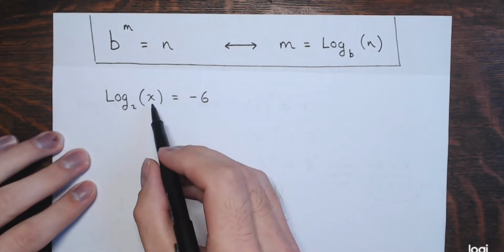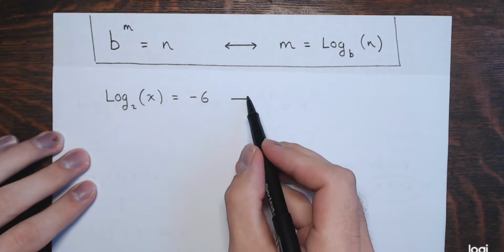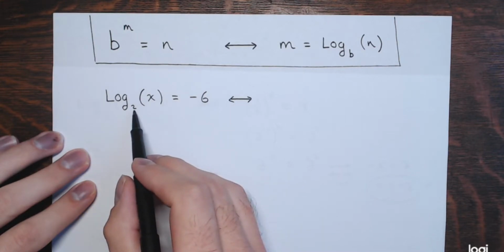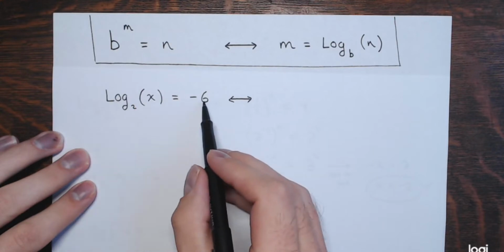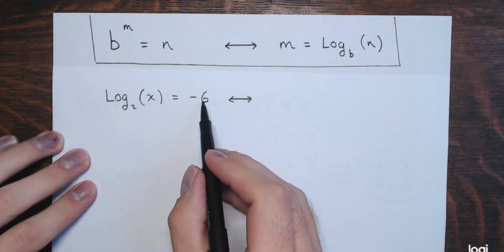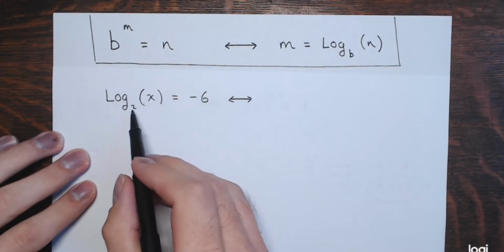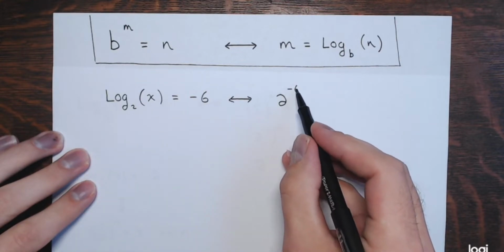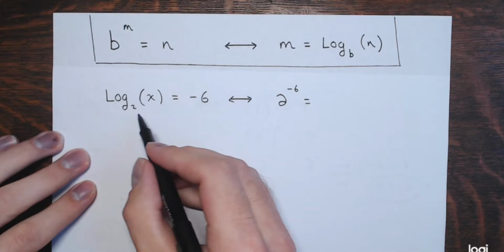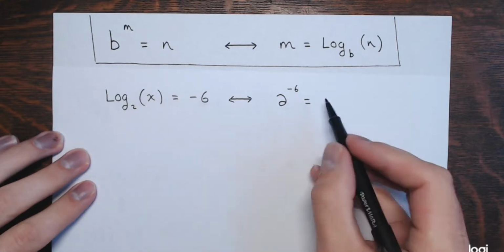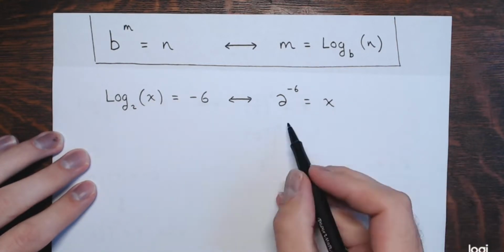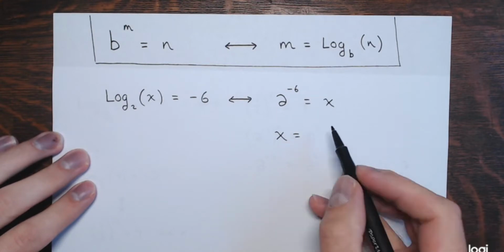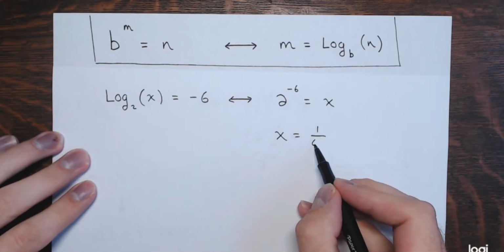Find x. Well, if I change this to exponential form, remember this little number here is the base. The number the log is equal to is the exponent, right? Logs are exponents. So 2 to the -6th power equals the number inside, equals this argument, equals x. And there, x is solved for. X equals 2 to the -6th power, which would be 1/64.